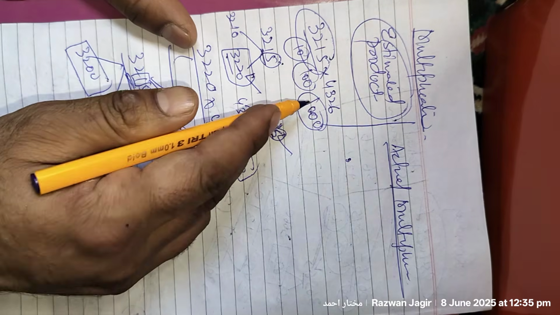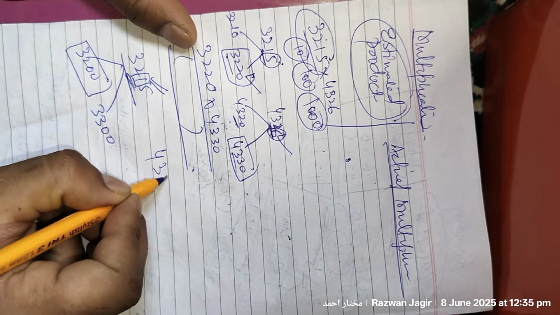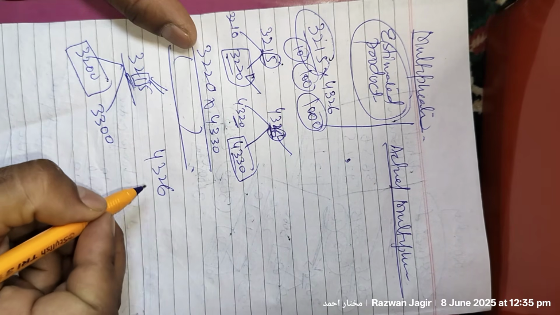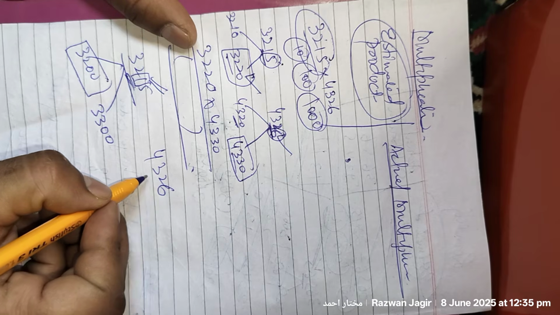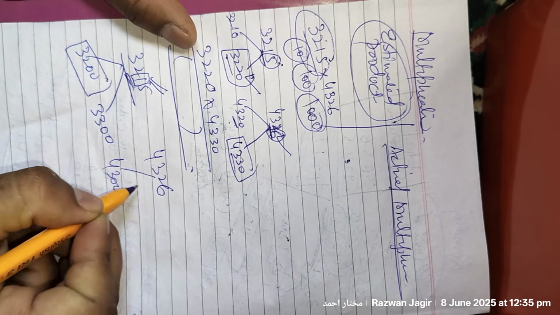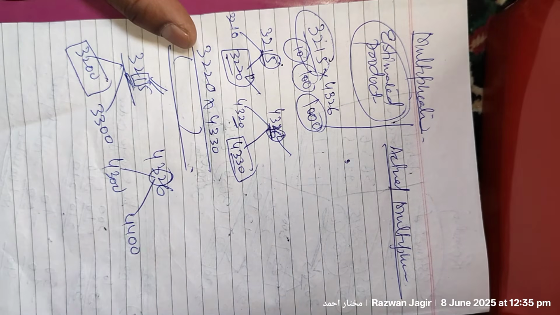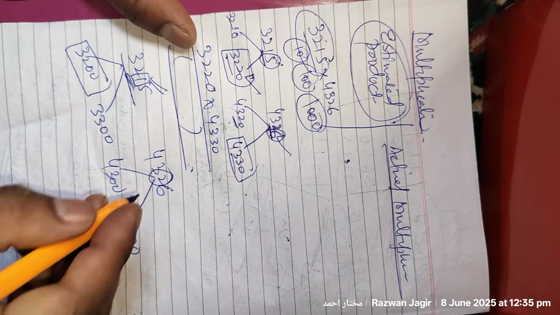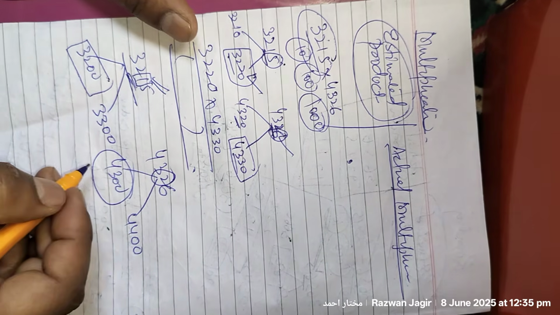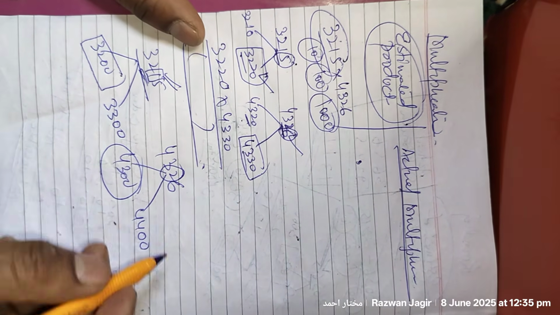And in the same way, if the other number is 4326, we need to go for the rounding nearest to 100. So it becomes 4300 or 4400. Now the digit at the 10's place is 2, so the rounding goes to the lower limit. So in the same way, after that you can do the multiplication.